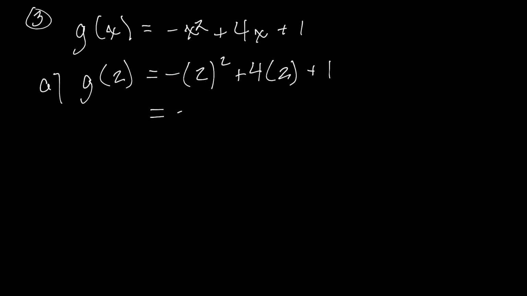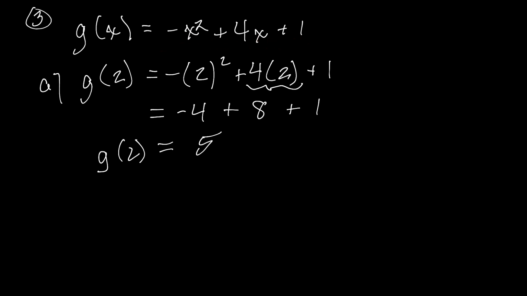So I'll write that down. Plus, multiply this, gives us an 8. And negative 4 plus 8 plus 1 is 5. So that means that g of 2 is 5. My input is 2 and my output is 5. Or we would say 2 maps to 5 using this function up here.